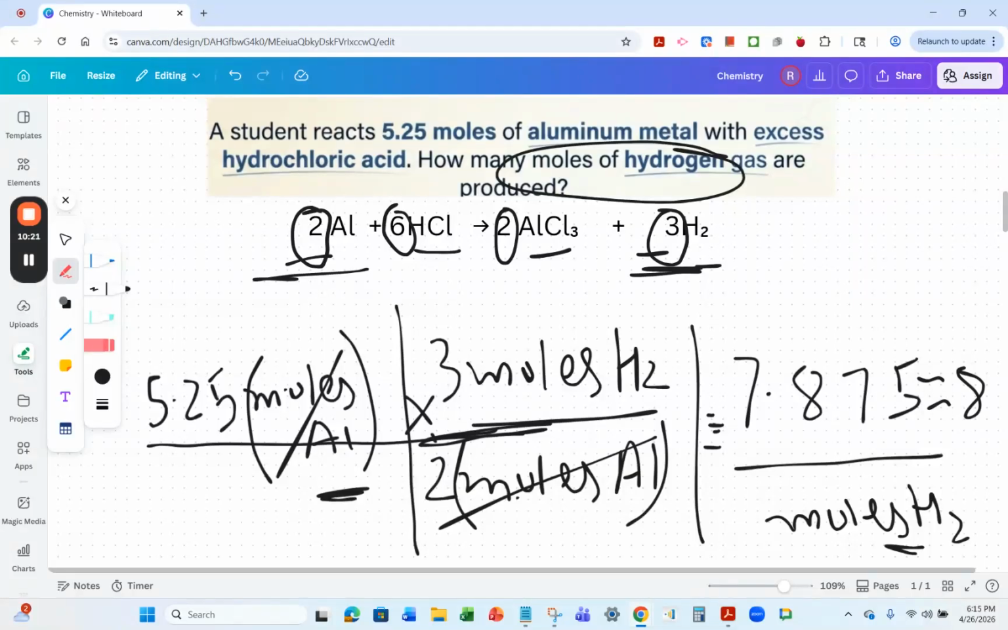So I hope it will help you. So next week I will take you step by step through how to do the stoichiometry conversion for moles to mass and mass to moles.